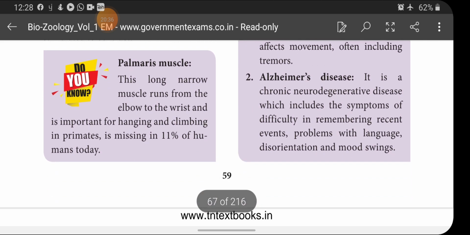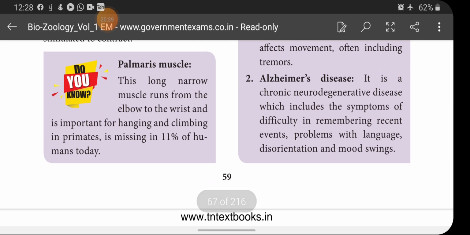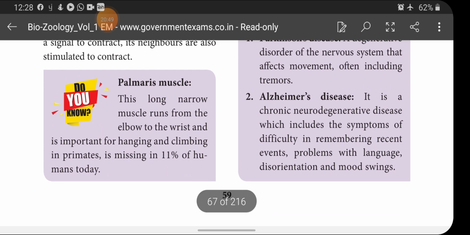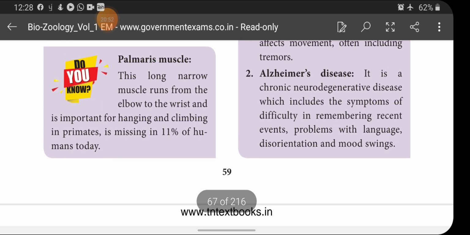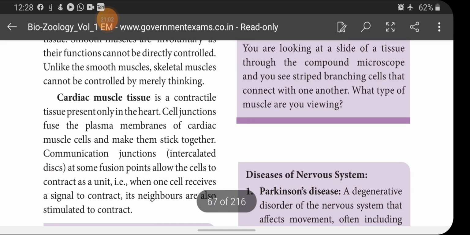Then the palmaris muscle. This long narrow muscle runs from the elbow to the wrist and is important for hanging and climbing in primates. It is missing in 11% of humans. This muscle helps in the hanging and climbing of primates, and it is almost 11% missing in human beings.